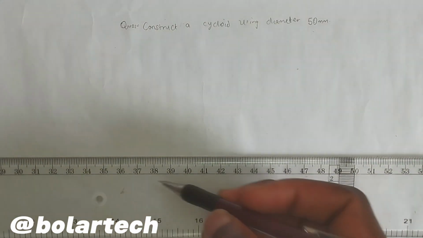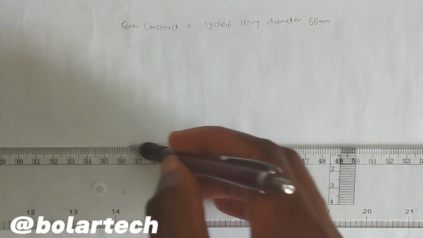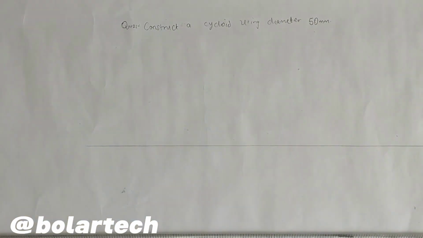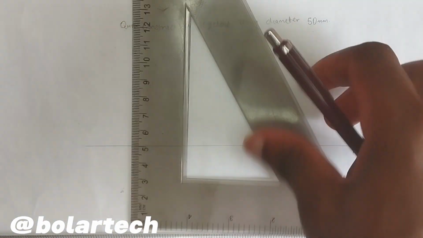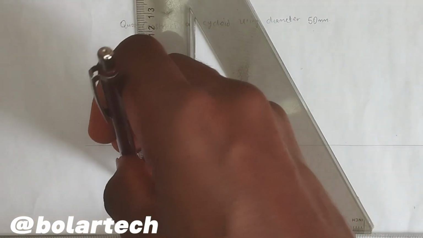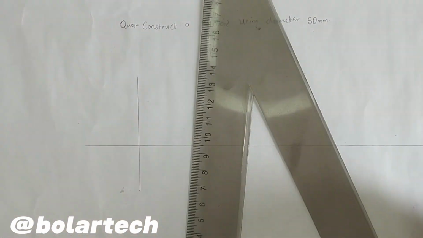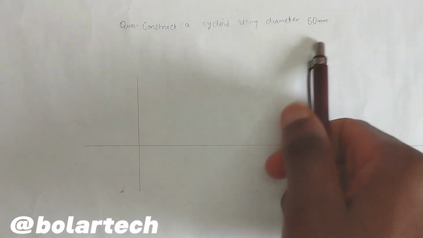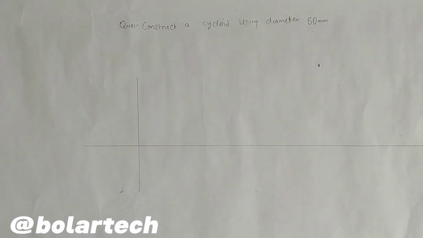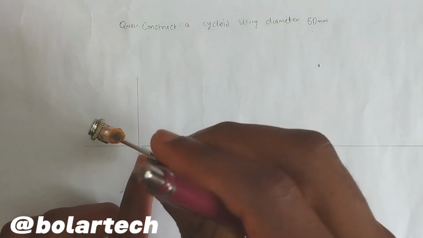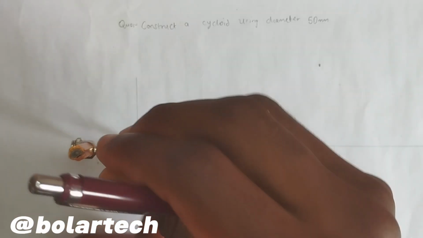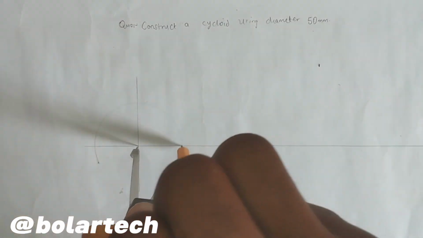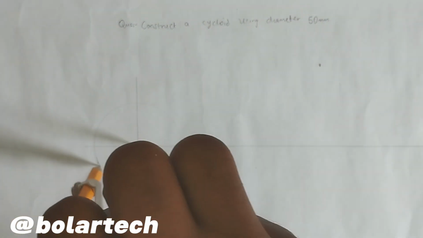So now we are going to draw our straight line first and pick our set square. Draw the middle line. They gave us a diameter of 50 mm, so our radius is going to be 25 mm. So pick 25 mm radius on our ruler, and we draw this radius of 25 mm.